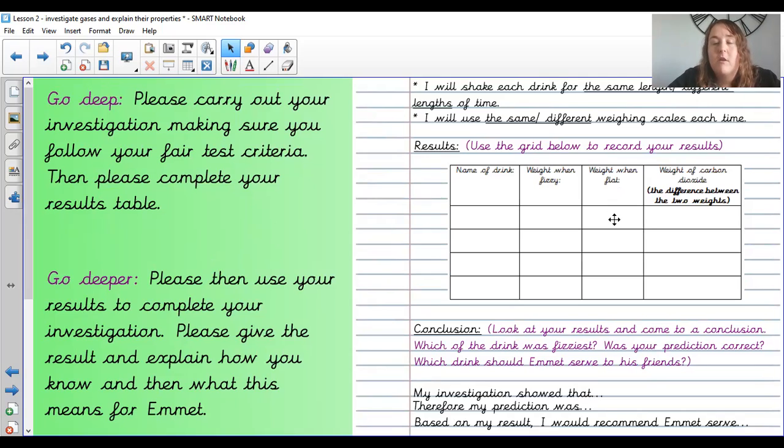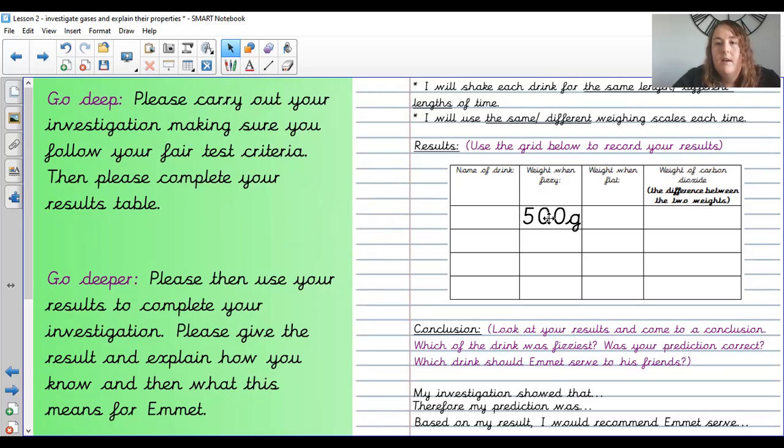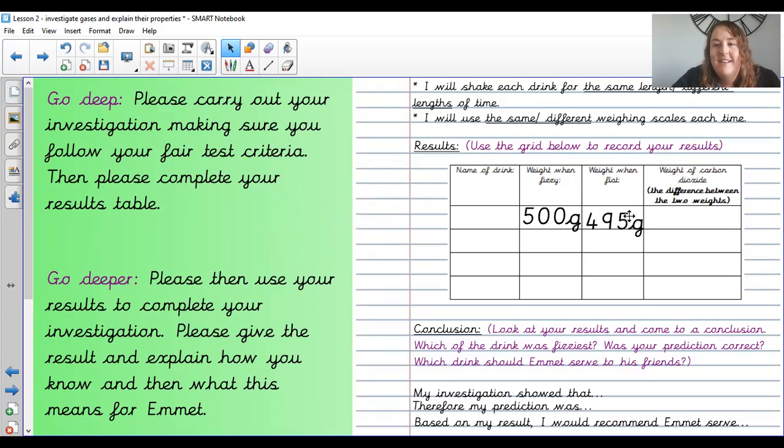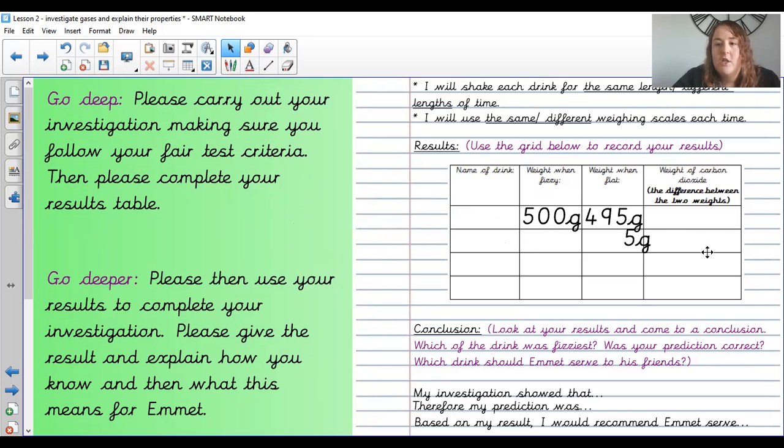So I haven't included on the results table how long you're shaking it for, but obviously between those two, you need to shake that fizzy drink. And then you need the weight of the carbon dioxide. And this is going to be the difference between the two weights. So if the weight was 500 grams when it's fizzy, and I'm telling you that it's going to go down to 495 grams, again, you're going to have to prove me wrong. When it's flat, the difference, or the weight of that carbon dioxide, the difference is 5 grams. So that just shows you how you can fill it out.